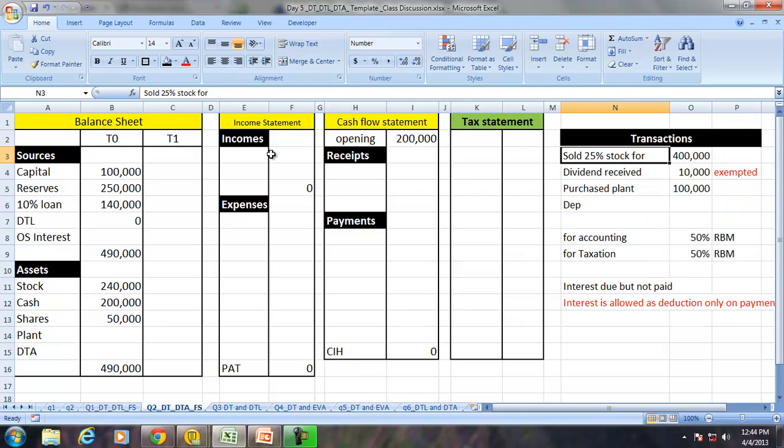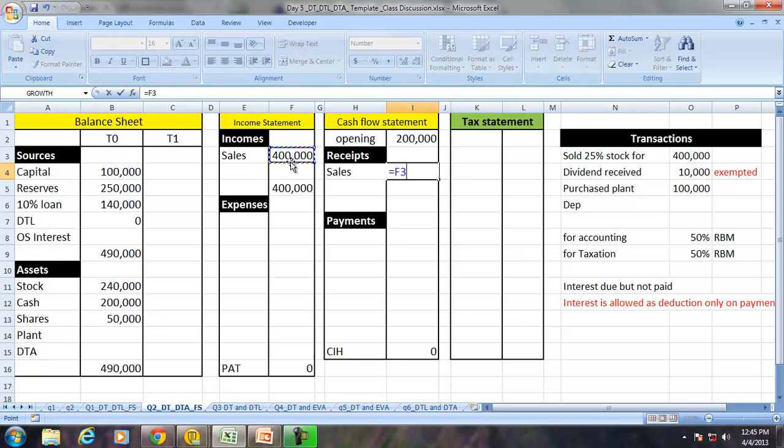Sold 25% of the stock for 400,000. Let us assume that the entire sales is for cash, and whenever there is a sale there has to be cost of goods sold because of the matching principle. So the stock will reduce to the extent of 25%.